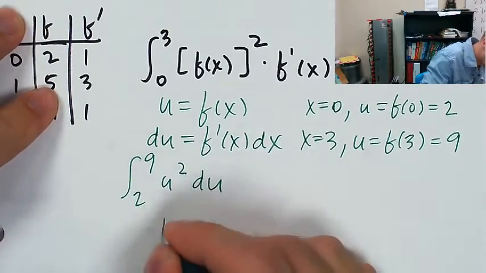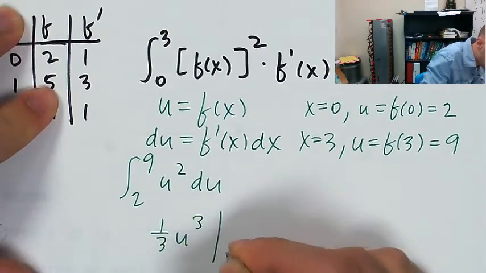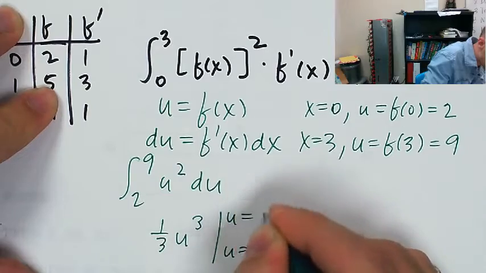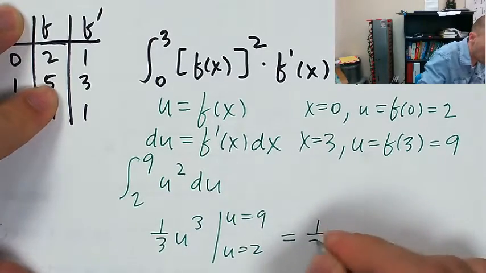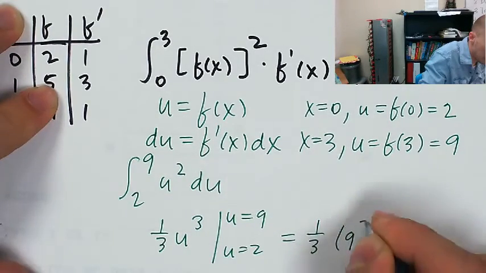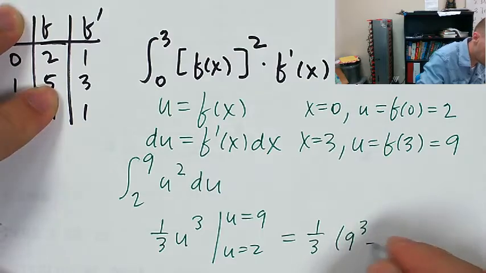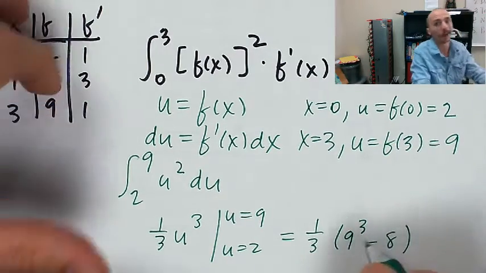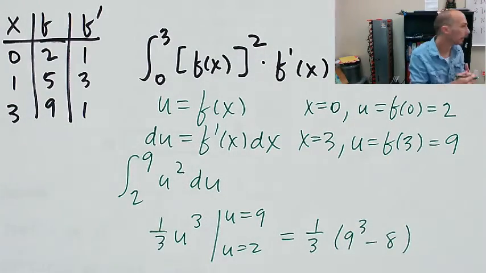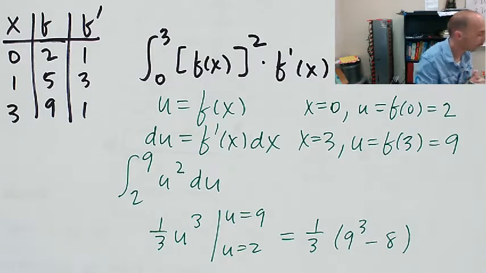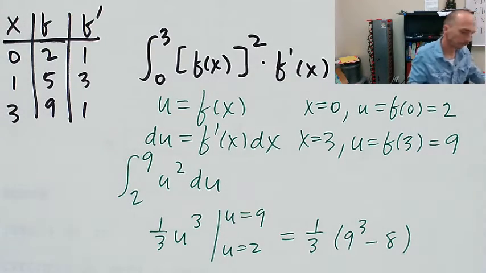Find an antiderivative: 1/3 u to the third. Let u run from 2 up to 9. And that's going to be 1/3 of 9 to the third minus 1/3 of 2 to the third. I know 2 to the third. I don't know 9 to the third, so I'm just going to leave it like that. And that's about as good as we can do. Okay, that was u substitution.